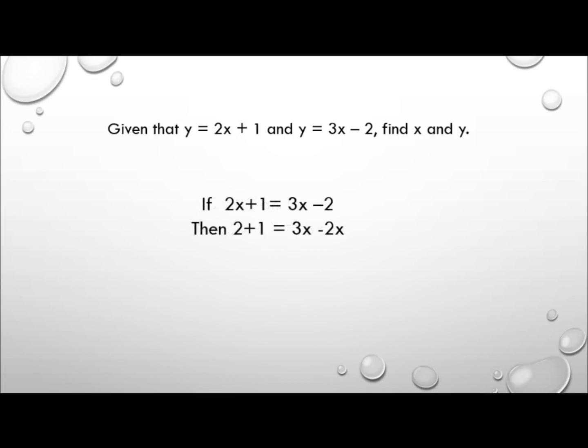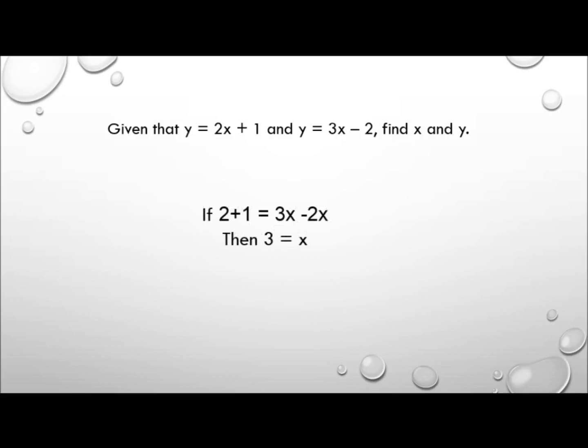Well then, if 2x plus 1 is equal to 3x minus 2, then 2 plus 1 is equal to 3x minus 2x. You'll note all we've done is swap the terms around. I've taken the 2x from the left-hand side and moved it to the right-hand side, so it's become negative. And I've taken the negative 2 from the right-hand side and brought it over to the left-hand side, so it's become positive.